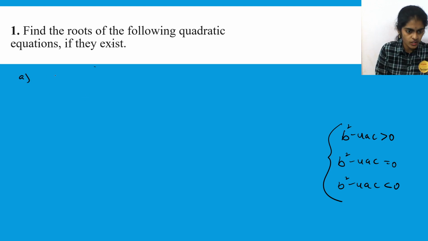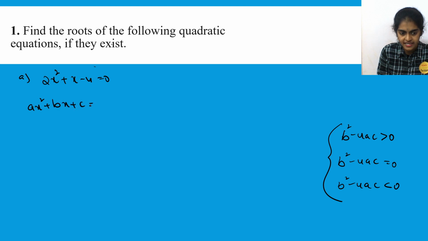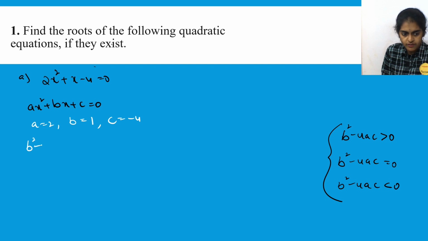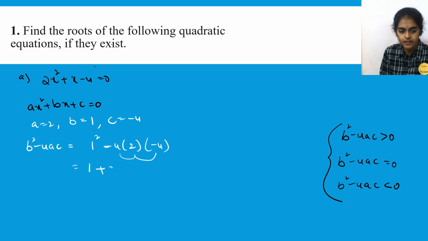So here the very first question is 2x square plus x minus 4 equal to 0. Comparing this with the general form ax square plus bx plus c equal to 0, what is the ABC value? A is 2, b is 1, x coefficient, c is minus 4. So let me find what is b square minus 4ac. So b square is 1 square minus 4 into a is 2 and c is minus 4. So I get it as 1 plus, minus into minus is plus, 4 2s are 8, 8 2s are 32. So my answer is 33.